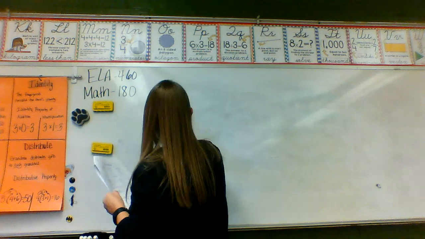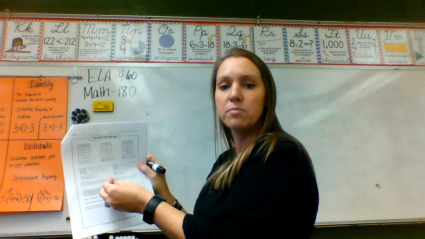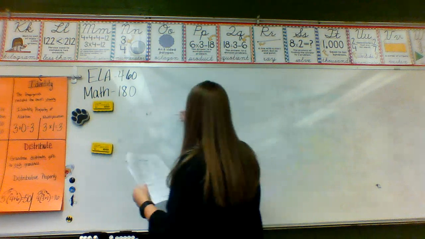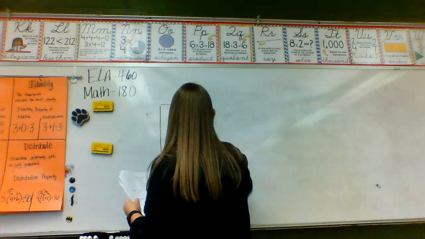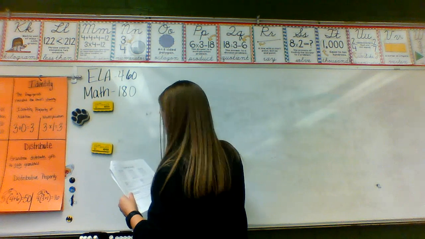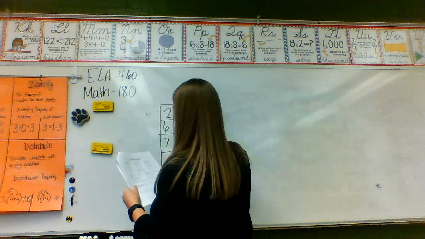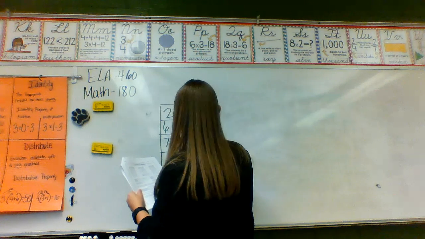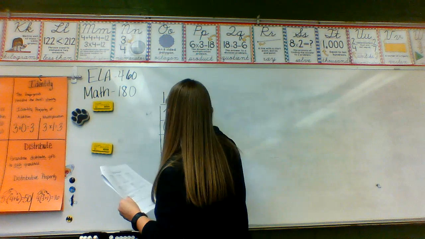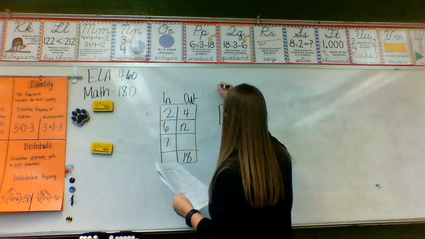Okay, so when we have our boxes, they're just in boxes, but we can make those boxes any different size and shape. So in my box, and I'm just going to draw that here, we have 2, 6, 7, and then we don't know. Over here we have 4, 12, don't know, and 18. This side is in, this side is out. So it's the same thing as drawing a box over here.